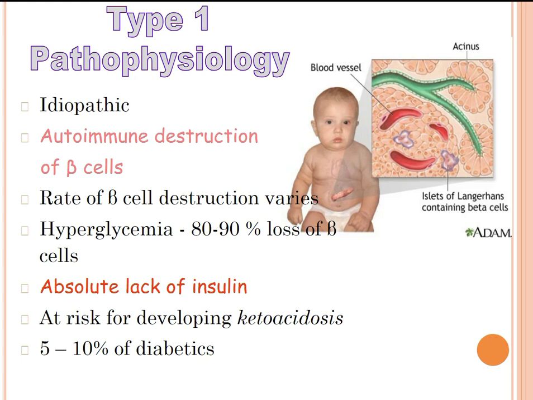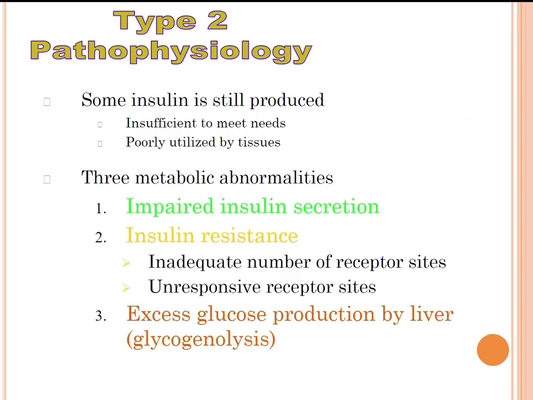And people with type 1 diabetes are at risk for developing a diabetic complication called ketoacidosis due to their complete lack of insulin. In type 2 diabetes, some insulin is still produced by the body. However, it is insufficient to meet the needs of the body, and it is poorly utilized by the tissues.